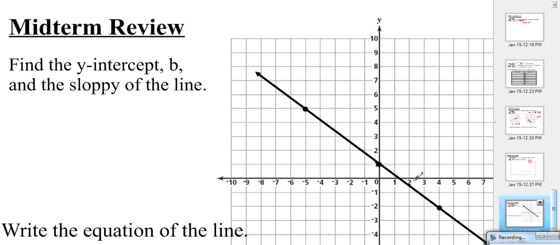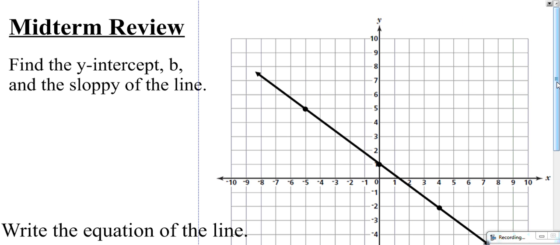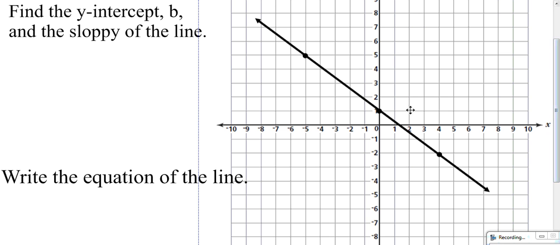Okay, just checked. It's the last slide. Awesome. Okay, so let me get that out of there. Find the y-intercept, b, and the slope of the line. That's supposed to be slope, by the way. I just put sloppy because I'm going crazy.